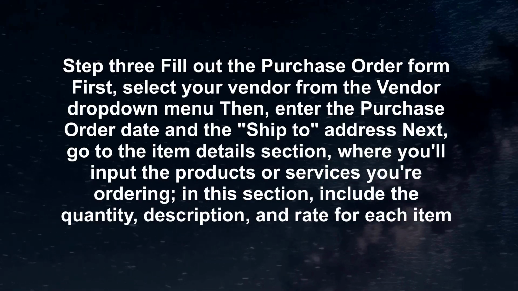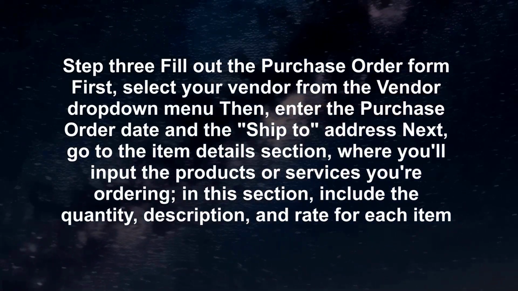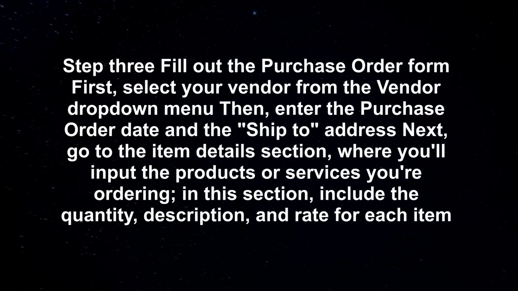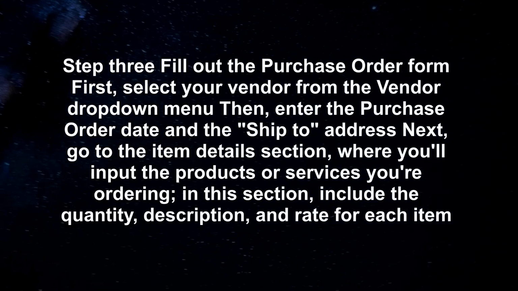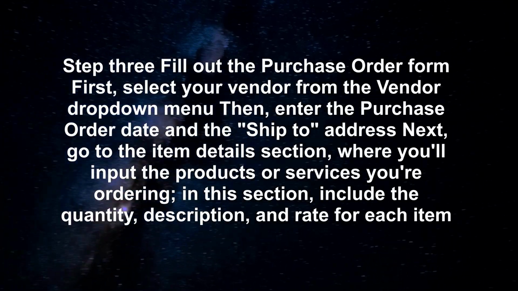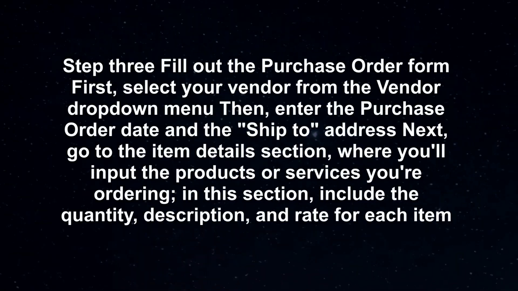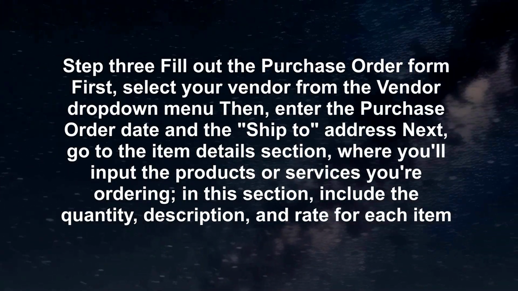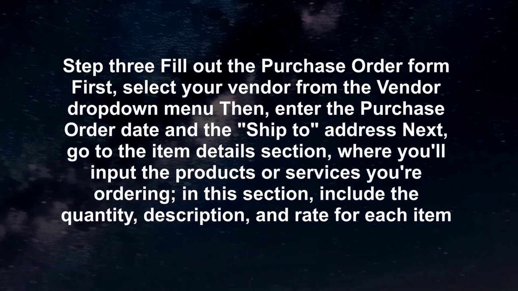Step 3. Fill out the purchase order form first. Select your vendor from the vendor drop-down menu, then enter the purchase order date and the ship to address. Next, go to the item details section, where you'll input the products or services you're ordering. In this section, include the quantity, description, and rate for each item.